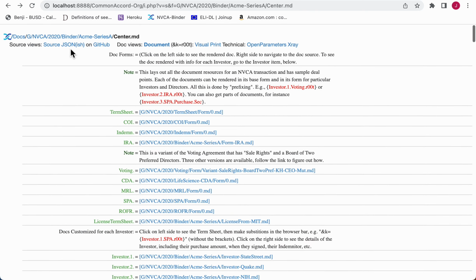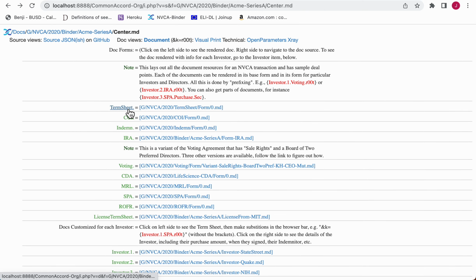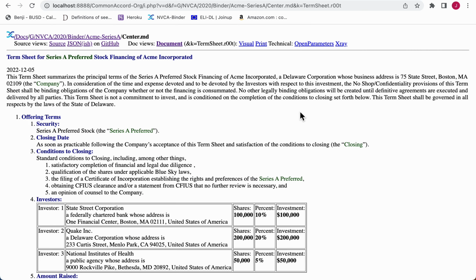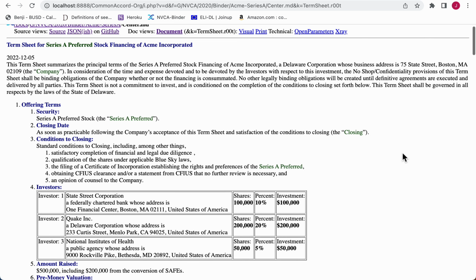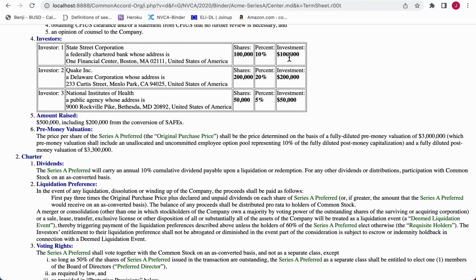Let's show a little bit of what that looks like. So if we render out the term sheet, this is the term sheet for the transaction with the information filled in. And notice as we mouse over that, you can see what the label of the information is, hence where it came from.